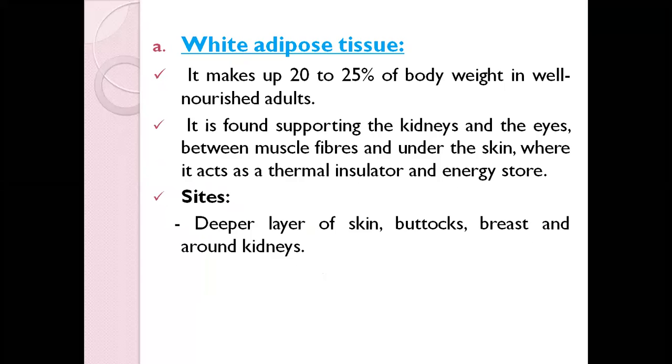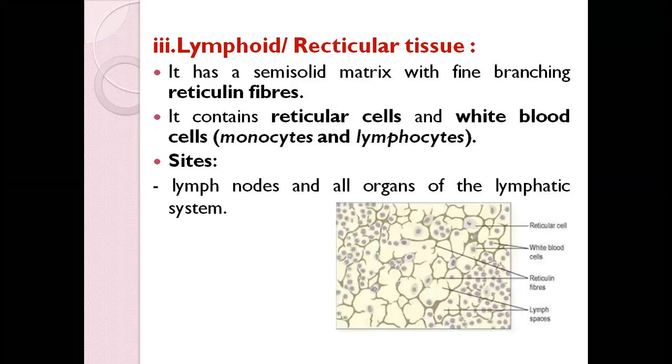First one is what? Loose connective tissue. Yes, very good. And next is adipose tissue, white adipose tissue and brown adipose tissue. Then the next one, the third one? Lymphoid tissue, yes. Or the reticular tissue, which consists of lots of reticulin fibers, reticulin cells, and your white blood cells.